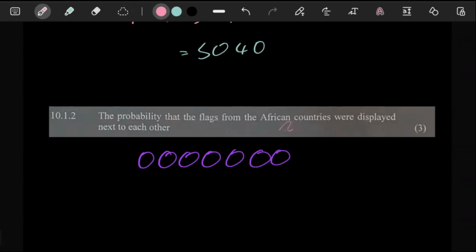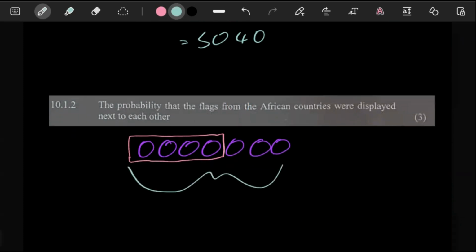Before you can worry about the probability of the African flags being together, you need to work out the number of ways that the African flags can be together. So what you do is you look at the 4 flags, paste them together, and look at them as one object. Now you want to think of it as one object, and then a second object, a third, and a fourth one.